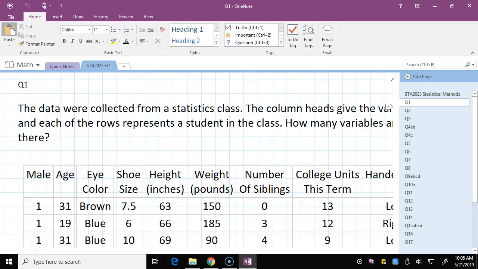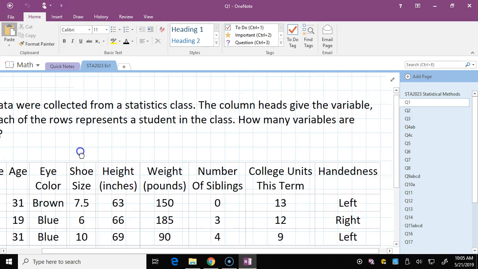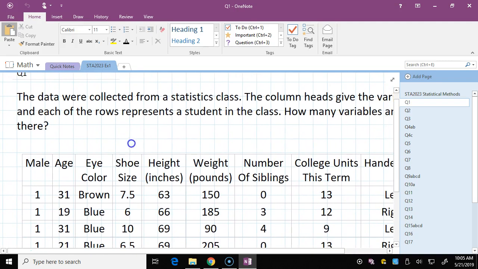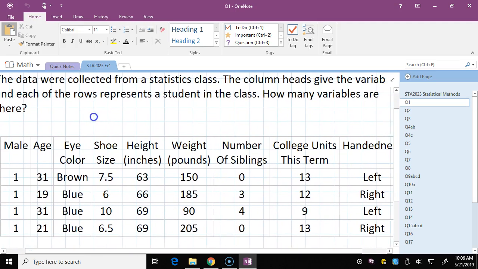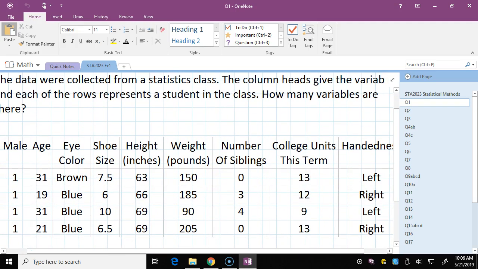Okay, so question number one, make sure that you always read these questions and make sure that you understand what it's asking. That's the big point for a lot of these. So it says the data that we collected from a statistics class, the column heads give the variable, and each of the rows represent a student in the class. How many variables are there? So, how many variables do we have?